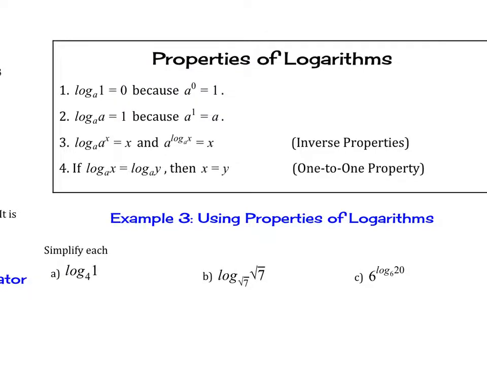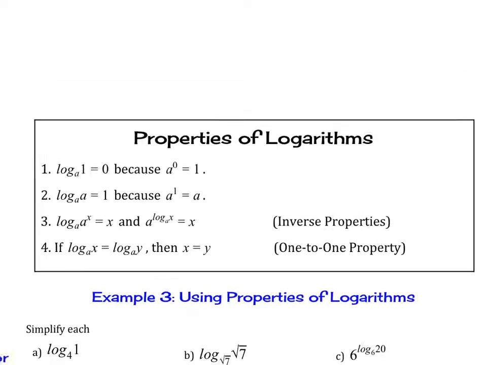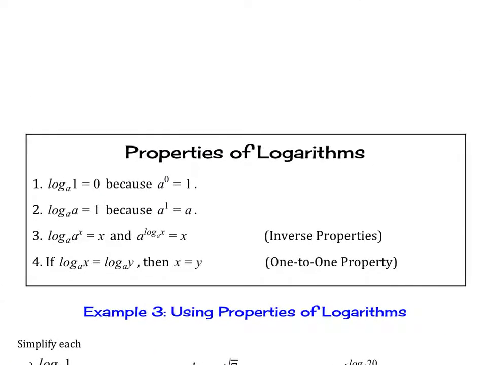Next, we're going to use properties of logarithms. So here are some important things to note: log base a of 1 equals 0 because a to the 0 equals 1. Log base a of a equals 1 because a to the first power is a. Then number 3, log base a of a to the x equals x. And a raised to the log base a of x is x.